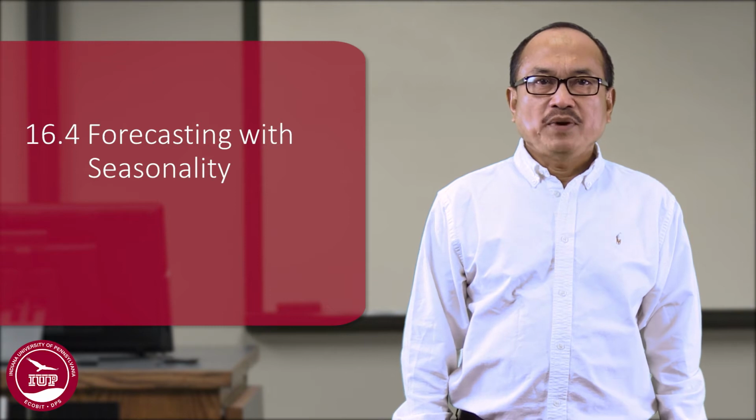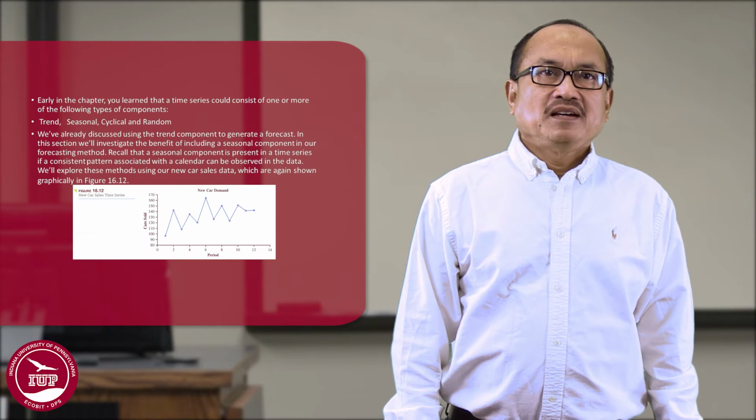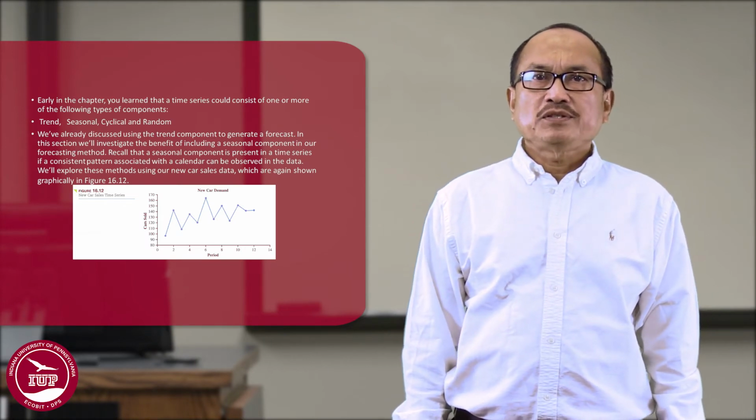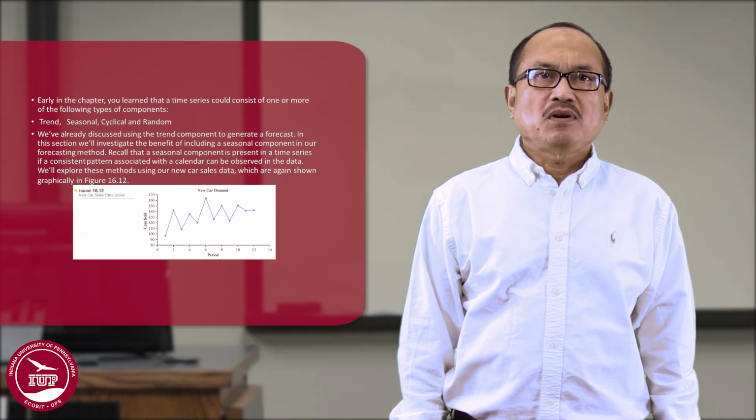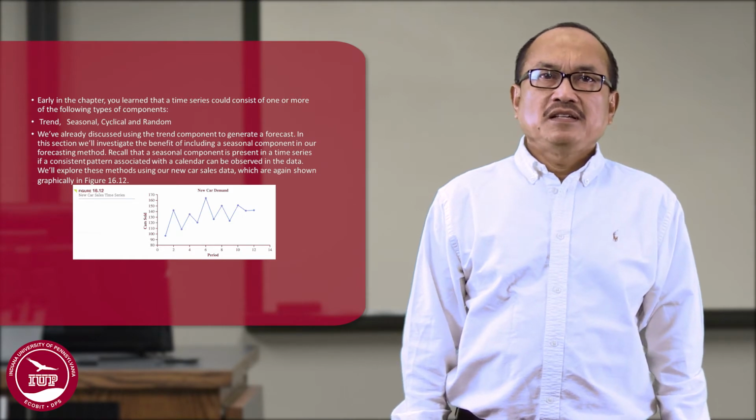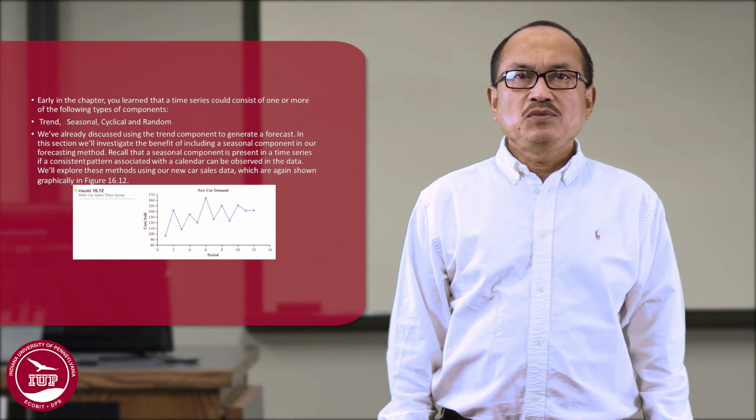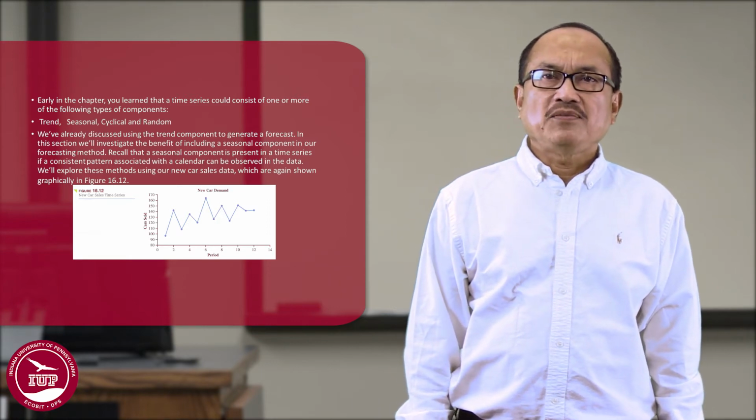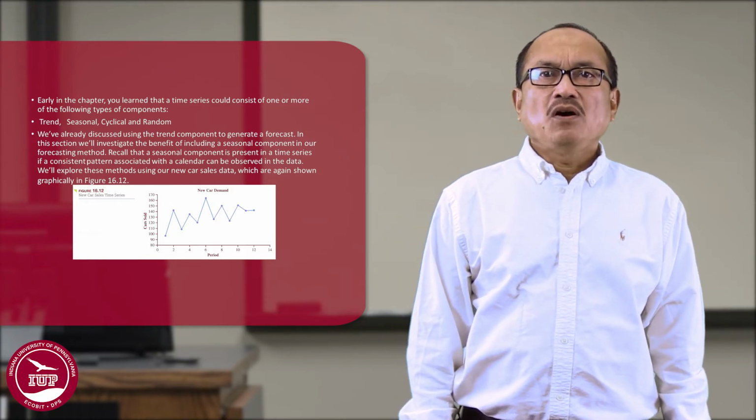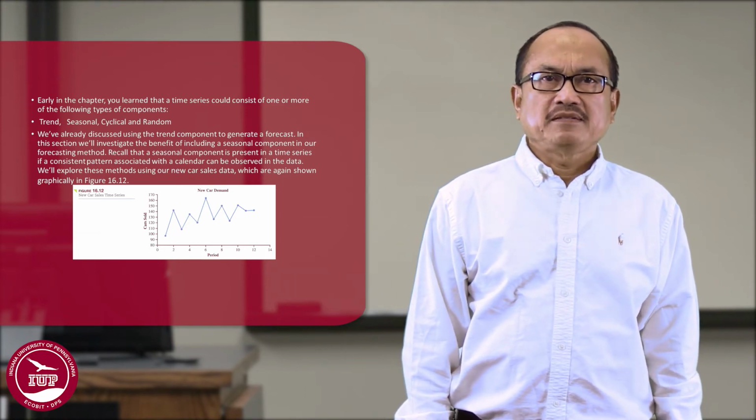Chapter 16.4 Forecasting with Seasonality. Early in the chapter, you learn that a time series could consist of one or more of the following types of component: trend, seasonal, cyclical, and random. We've already discussed using the trend component to generate a forecast. In this section, we'll investigate the benefit of including a seasonal component in our forecasting method.